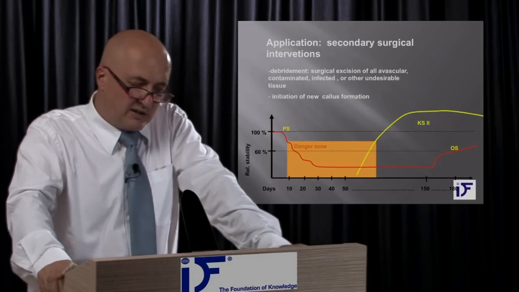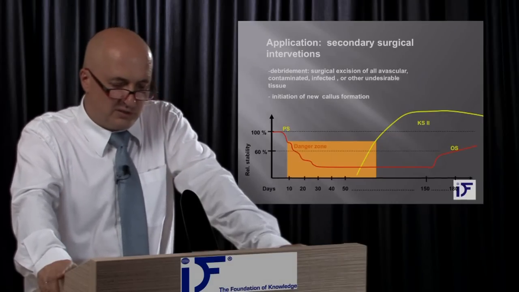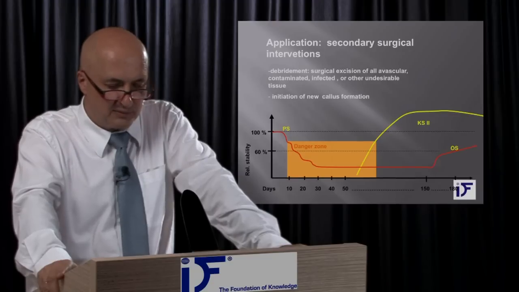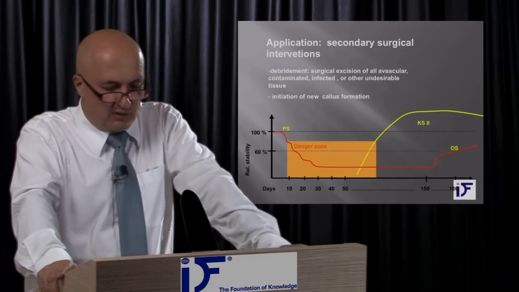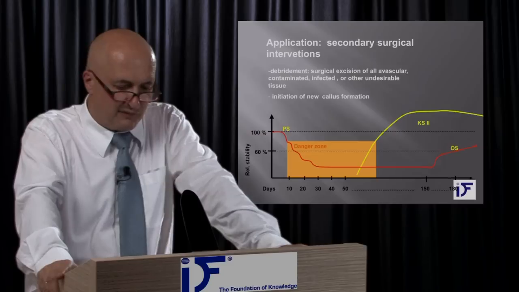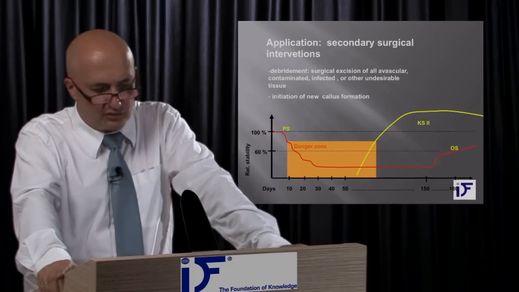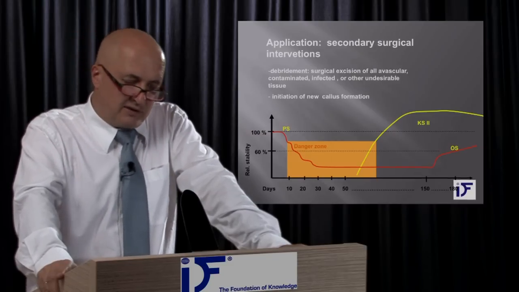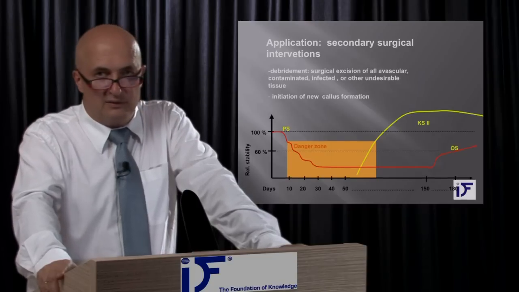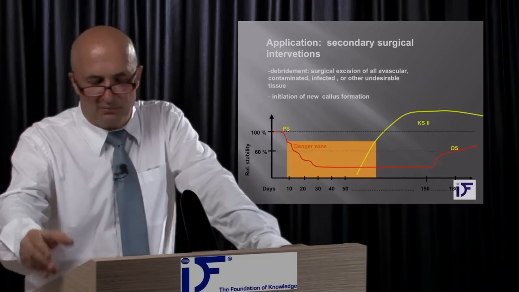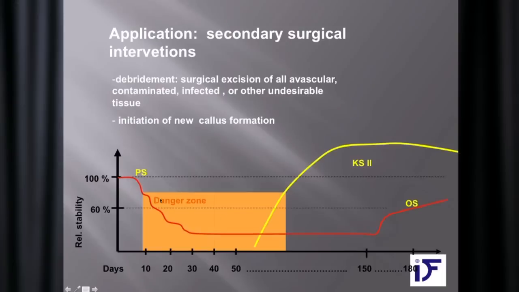If we should lose the callus, however, due to an infection, we have to clean the site. We have to take out all the avascular, contaminated, infected, or other undesirable tissues. And by creating a new bleeding, of course, we give a start point to a new callus formation. But in this case, as you can see here, the danger zone is longer.